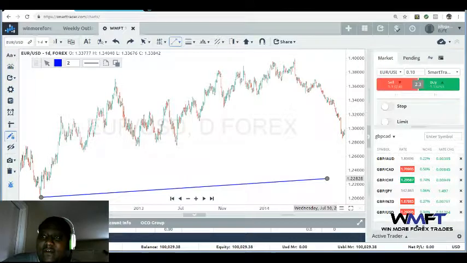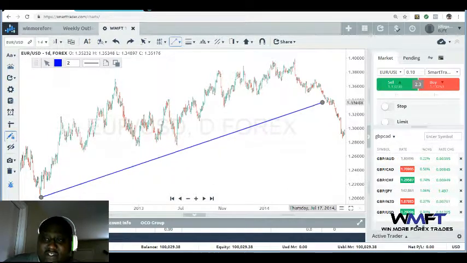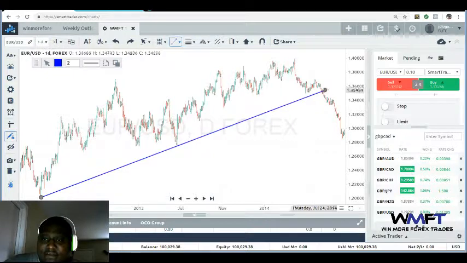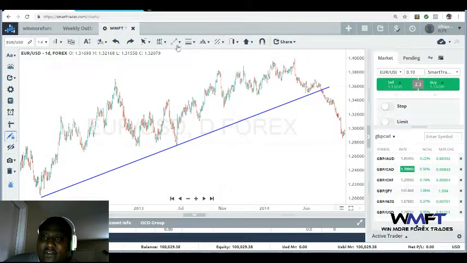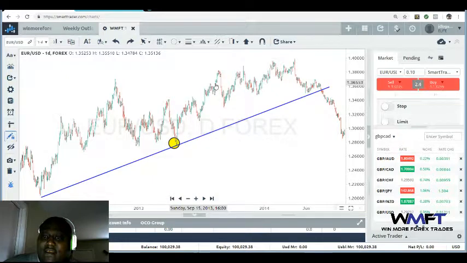And then you're going to bring your trend line up until you get your first touch, wherever the first touch is. And you see you got your first touch right there. So there's your first touch. And then you see how the trend line is grabbing the whole movement of this uptrend.